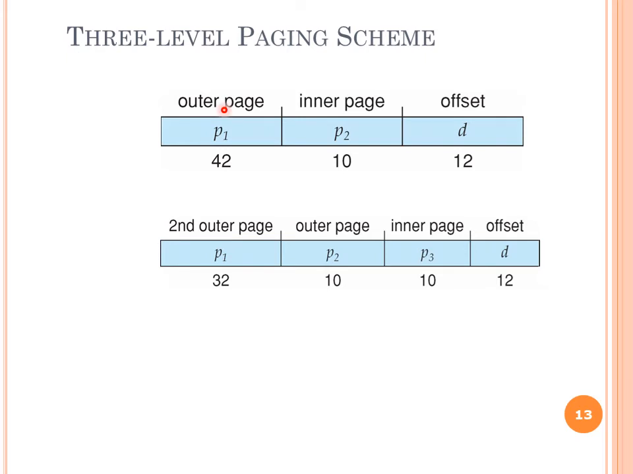So this outer page table is of 42 bits. It is again divided into two parts, page number and the offset. So 42 is divided into 32 plus 10, plus 10 plus 12. So totally 2 raised to 52 entries are there in a 3-level paging scheme. So as the page number increases, it is not preferred.